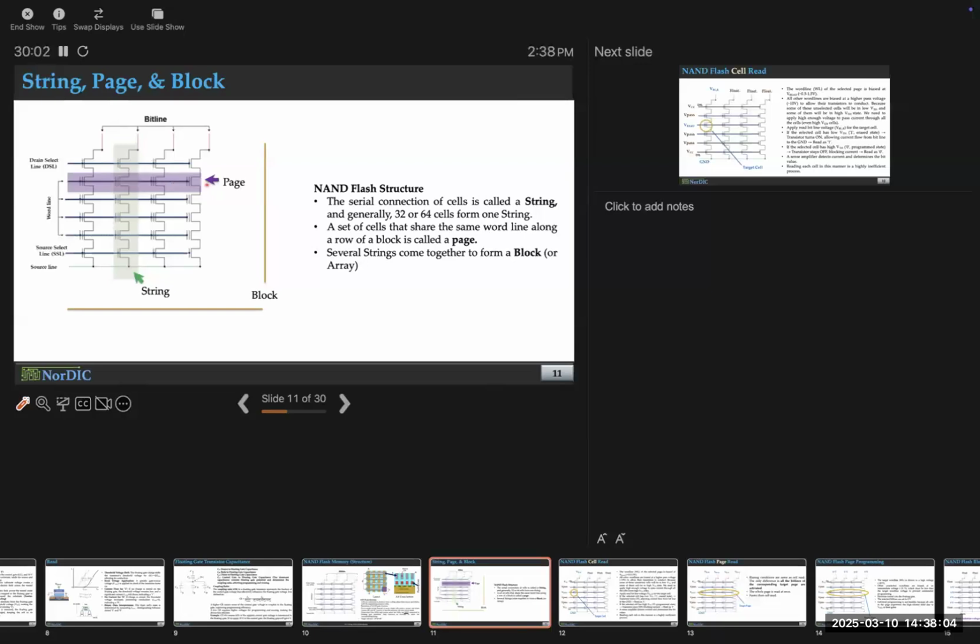Then vertically, when you have all these interconnected transistors, it's called a string. And obviously, the name suggests it's a string. So string, page. And this entire array is called a block. So you have different blocks of flash memory, and there are pages and there are strings.